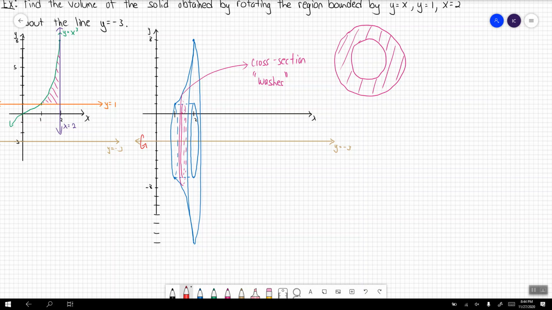In order to do that, we need to identify the radii. Notice the radius is always going to be measured from the axis of rotation. So we do have a center here, but the center is no longer the y-axis or the x-axis. The center is now y is equal to negative 3. So we got to keep that in mind.